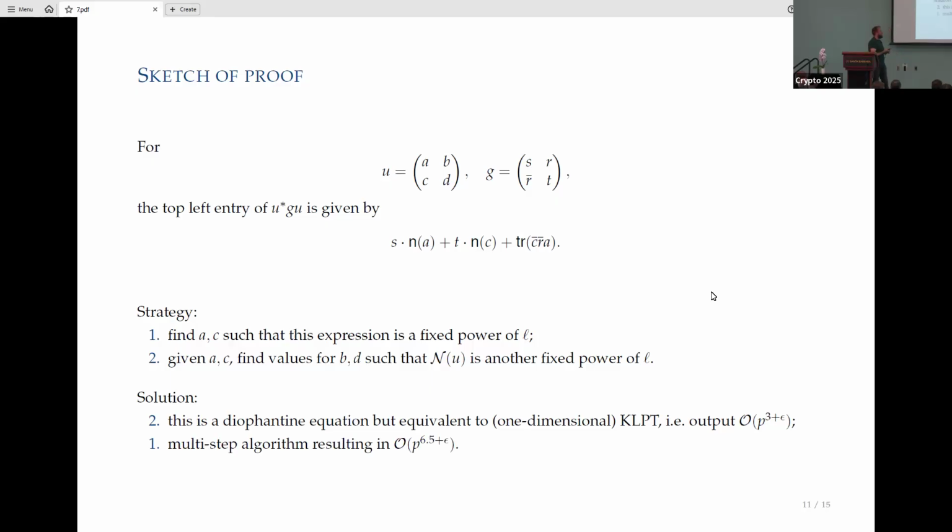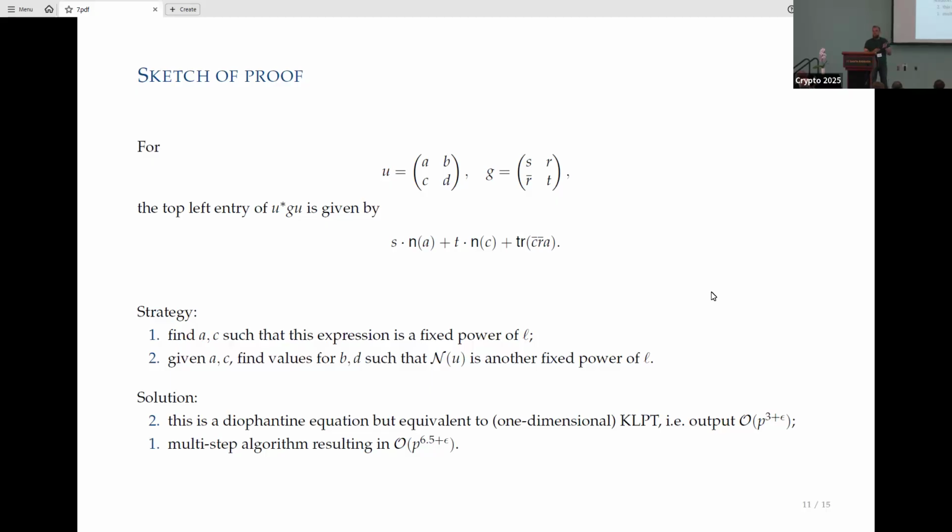And the first one then is a multi-step algorithm, which I'm not going to explain here, but it involves a lot of steps. So there's quadratic forms, there's some lattice reduction in dimension 8, and so on. And this results in an output of size p to the 6.5.